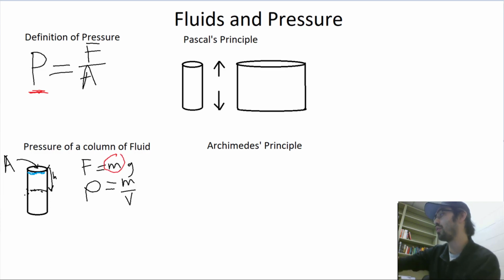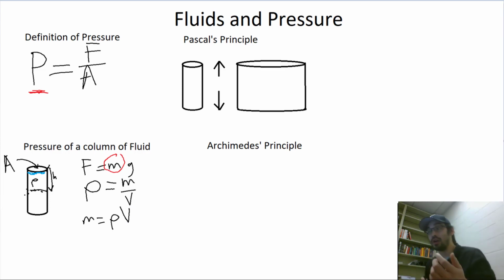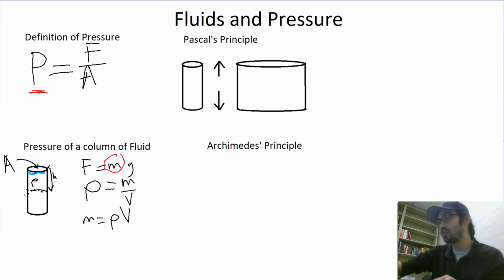I can rearrange this equation to say that the mass is equal to the density, rho, of the liquid times its volume. Now I need to write down what the volume is. We have some cross-sectional area and we have some h, so V is just equal to A times h. So the mass is equal to rho A times h.